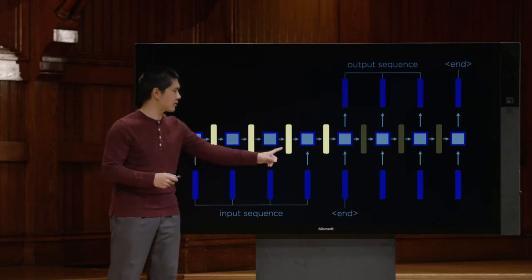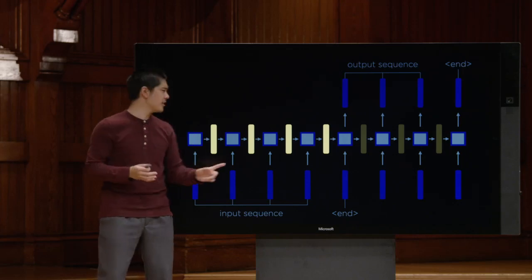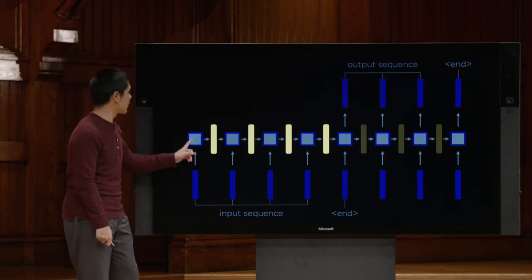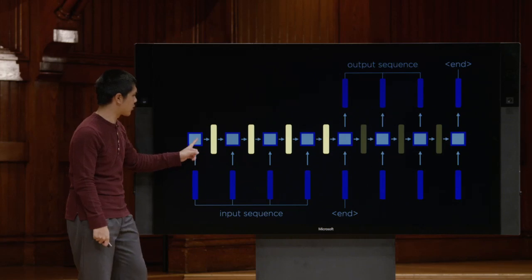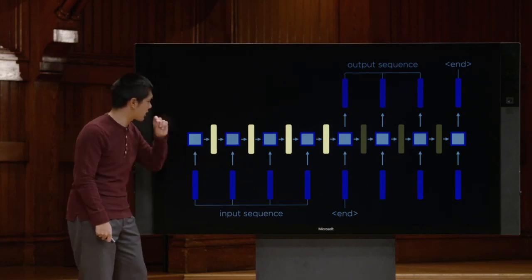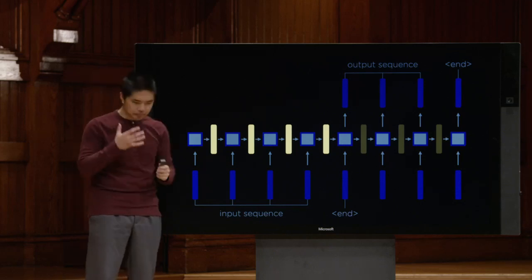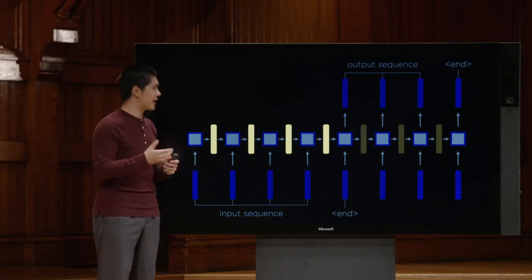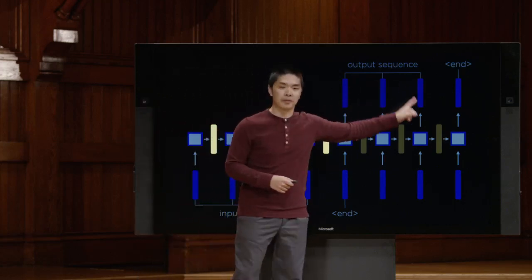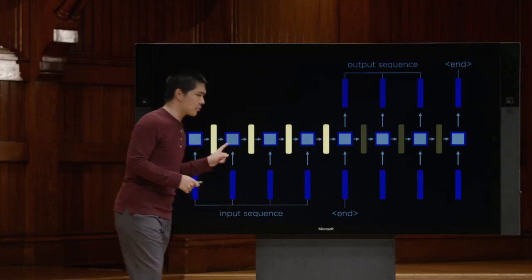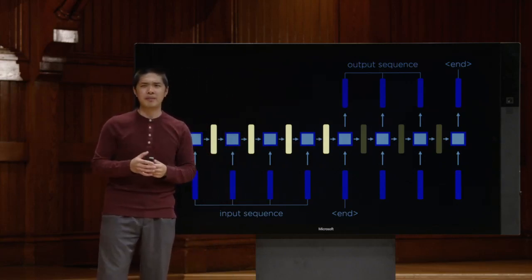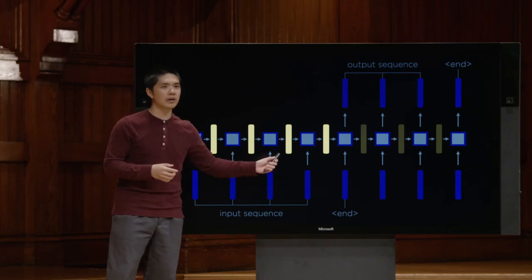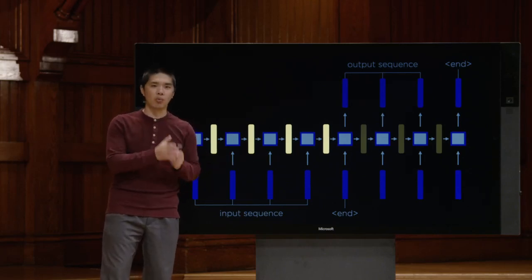Some of these pieces of hidden state are going to be more important than others, depending on what word they most closely correspond to. This piece of hidden state very closely corresponds to the first word of the input sequence. This one very closely corresponds to the second word of the input sequence, for example. And some of those are going to be more important than others. To make matters more complicated, depending on which word of the output sequence we're generating, different input words might be more or less important. And so what we really want is some way to decide for ourselves which of the input values are worth paying attention to at what point in time.